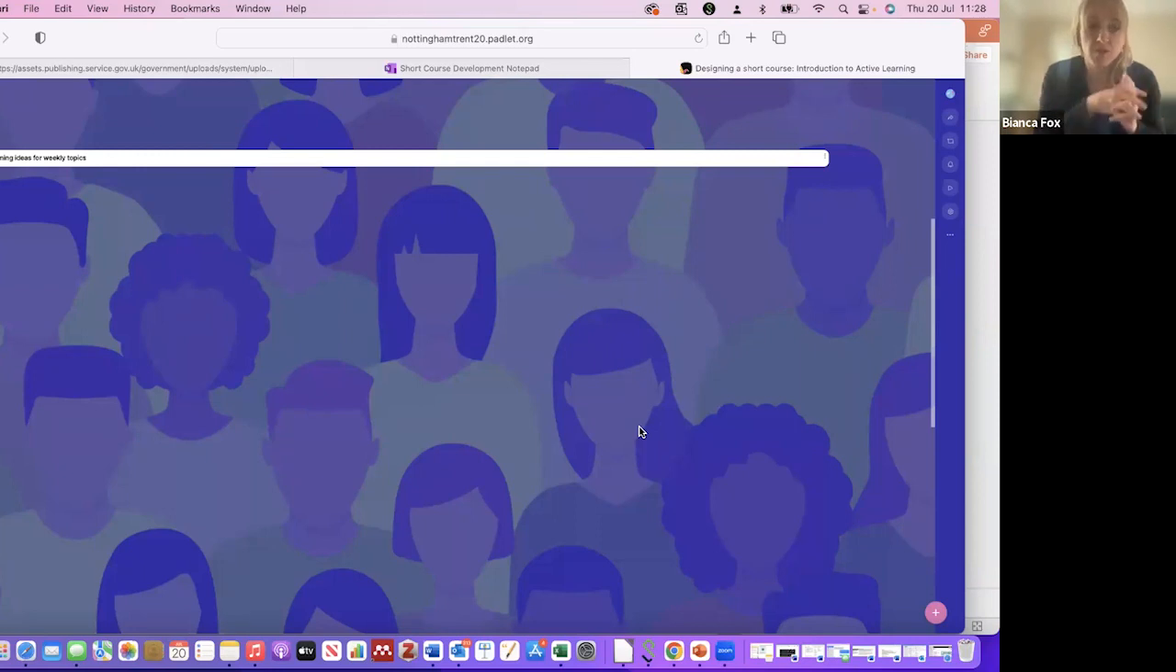So I think we can all contribute to this by using, there's an icon on the right hand side of the screen. So if you click on that icon, you can add your ideas to this section of the Padlet.